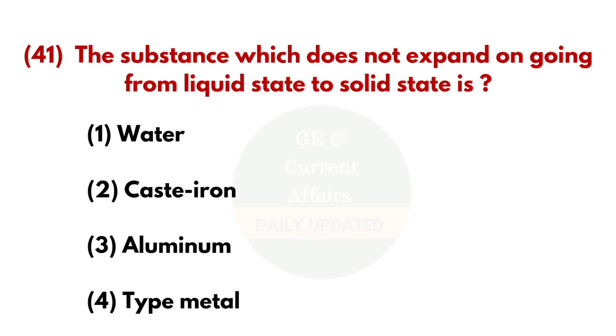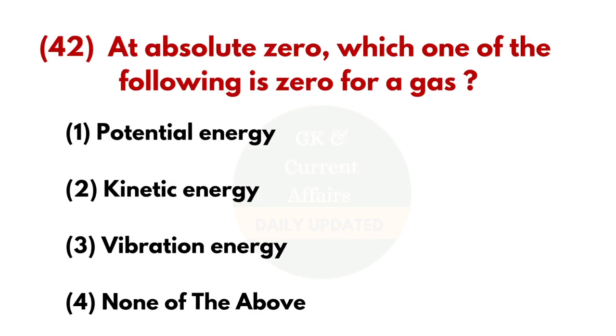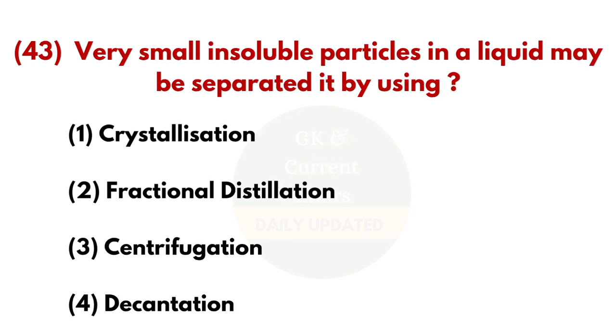41st question, the substance which does not expand on going from liquid state to solid state is, and the answer is type metal. 42nd question, at absolute zero, which one of the following is zero for a gas? And the answer is kinetic energy. 43rd question, very small insoluble particles in a liquid may be separated by using, and the answer is decantation.